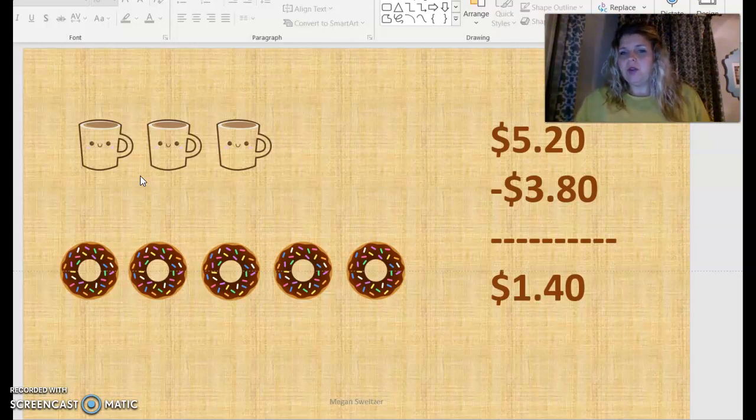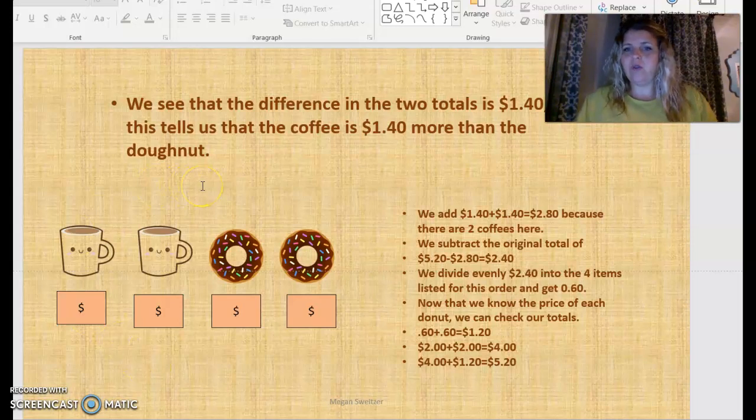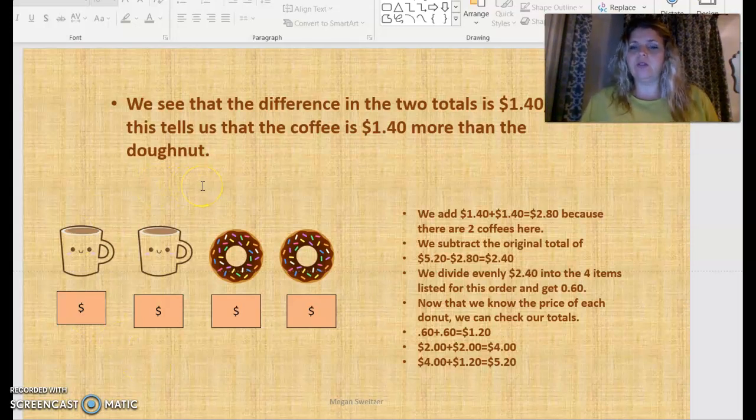Well, the first thing we notice is that when you subtract the first total from the second total, you get a $1.40 difference. And that's very important because that difference is what we're going to use to start to find out what the cost is of each donut. So we see that the difference in the two totals is $1.40. This tells us that the coffee is $1.40 more than the donut.